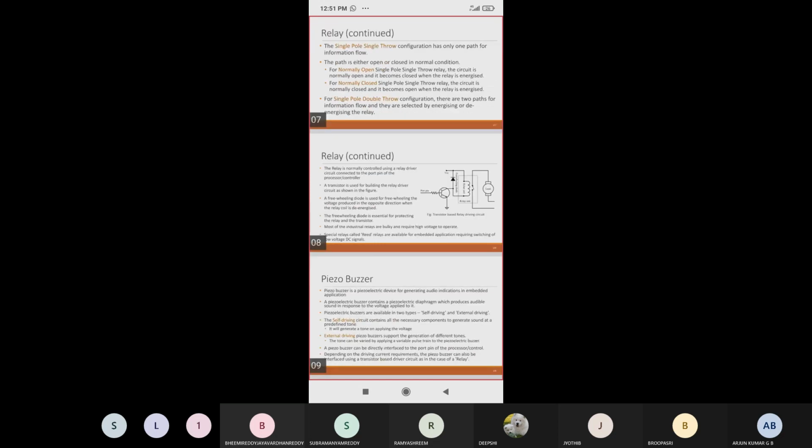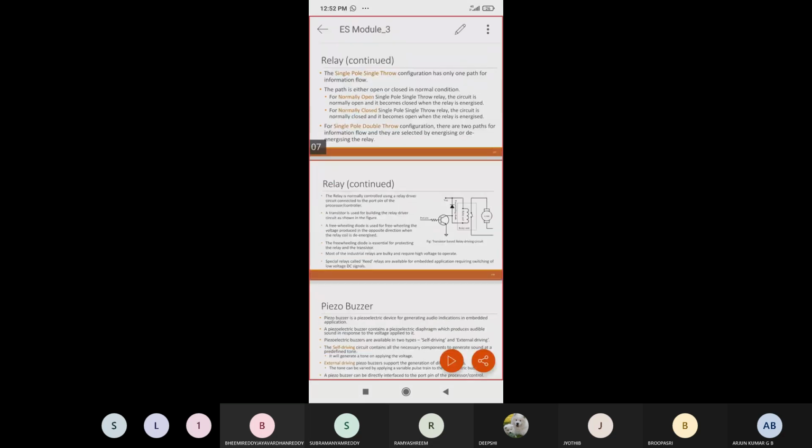This is a relay unit. The relay may be either normally open or normally closed. Again, a transistor can be used for building the relay drive circuit. You can observe here, a transistor can be used as the driving circuit for the relay. Driving means they will give some power supply for activating, that is energizing, the relay. That's called a driving circuit. They will give some power to that particular circuit. That's why the transistor is used for building the relay driver circuits.